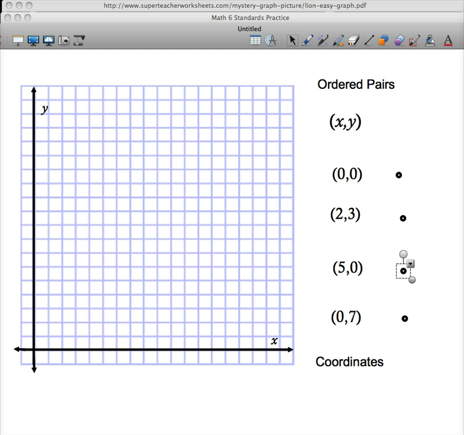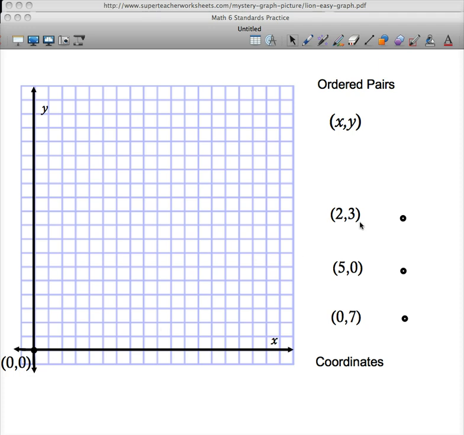Here we go. This is a set of ordered pairs. Ordered pairs are made up of two coordinates, an x-coordinate and a y-coordinate, always in that order, x first and then y. This first ordered pair, (0, 0), is very important. It is located exactly where the x-axis and the y-axis intersect each other. It's known as the origin of the grid.